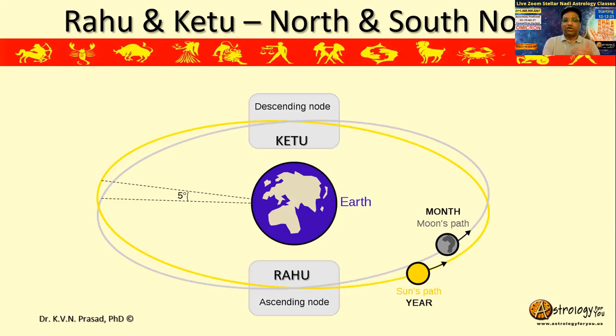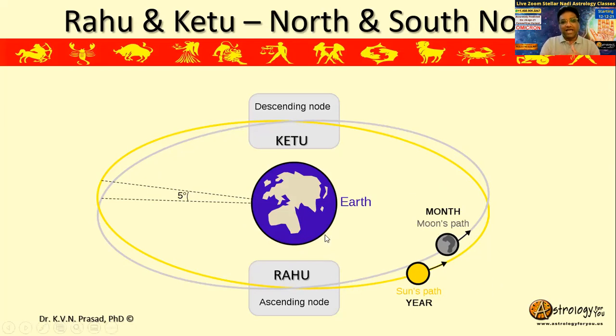Astronomically speaking, when the Sun is rotating, again we are talking about the geocentric model, right? So the Sun is orbiting around the Earth, and the Moon is also orbiting around the Earth. The difference between these elliptical cycles, the angle, is 5 degrees at the maximum.